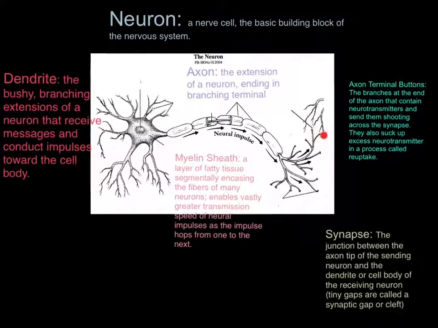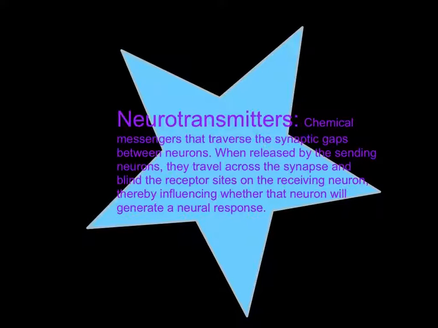Now the synapse is the space right here. It's the junction between the axon tip of the sending neuron and the dendrite or cell body of the receiving neuron. It's the tiny gaps, and they are normally called a synaptic gap or a synaptic cleft. Moving on to the neurotransmitters, they are defined as chemical messengers that traverse the synaptic gaps between neurons. When released by sending neurons, they travel across the synapse and bind receptor sites on the receiving neuron, thereby influencing whether the neuron will generate a neural response.